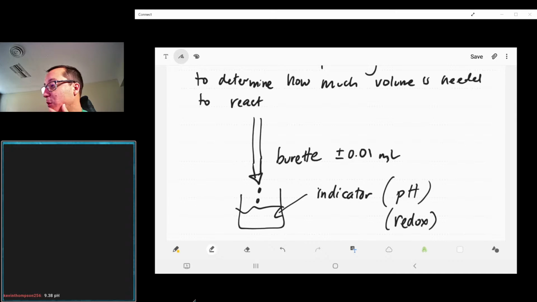So when you get pulled over for drunk driving, which you should never do, don't ever do that, they will test your blood's alcohol level by doing a redox titration with it. They'll basically put in some either chromate or dichromate to oxidize the ethanol in your blood, and they'll see how much of that is going to happen using a redox titration for the color change there.